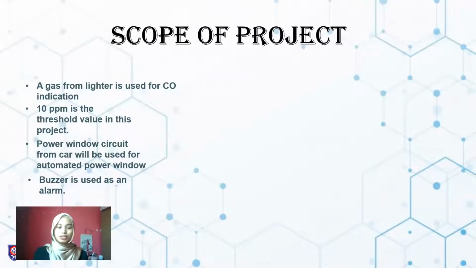The scope of my project is that gas from a lighter is used for CO indication. 10 ppm is the threshold value in this project, which means when the sensor detects the threshold value, it will produce the output. Next, the power window circuit from a car will be used for the automated power window. A buzzer is used as an alarm.